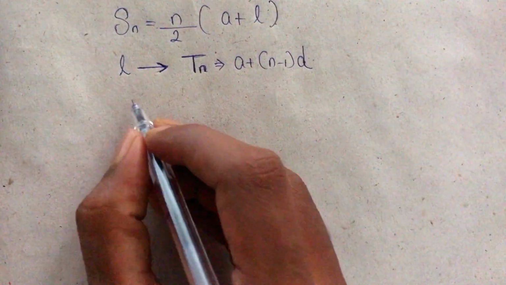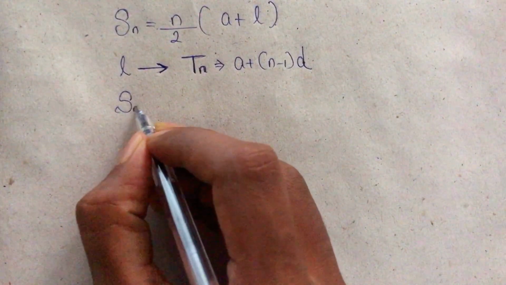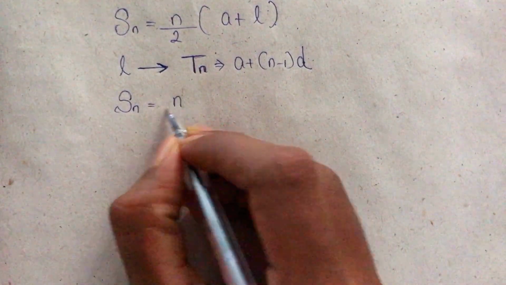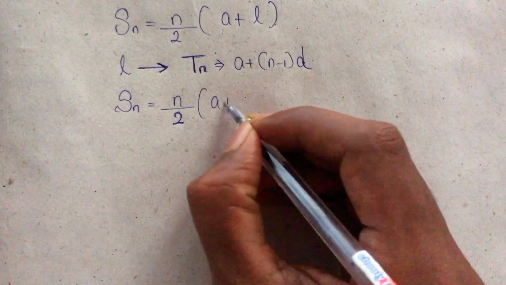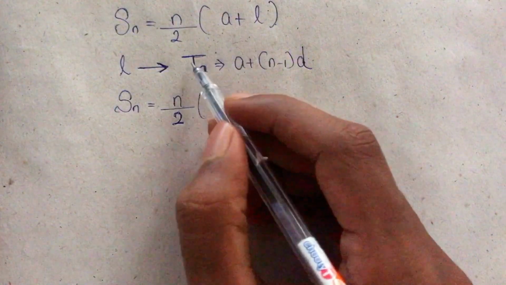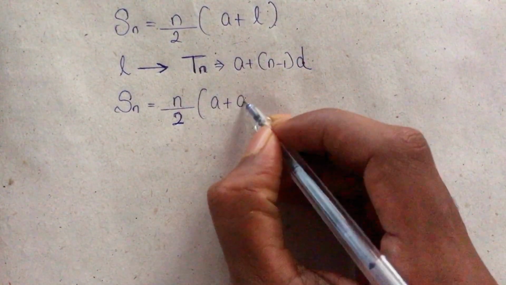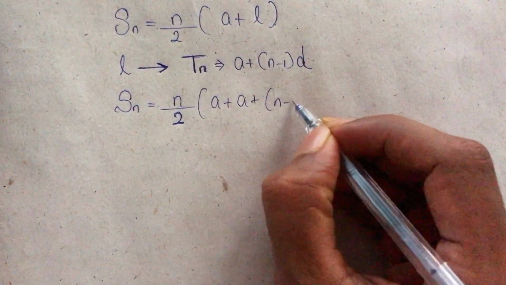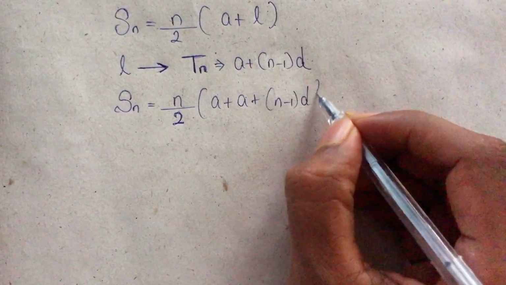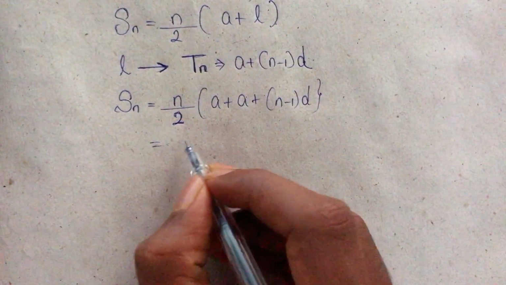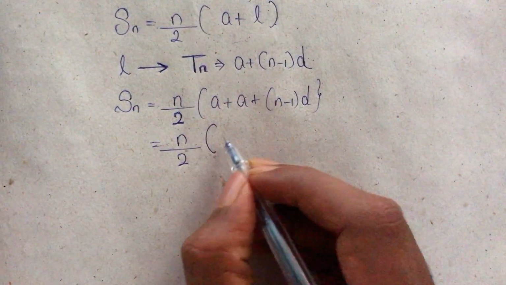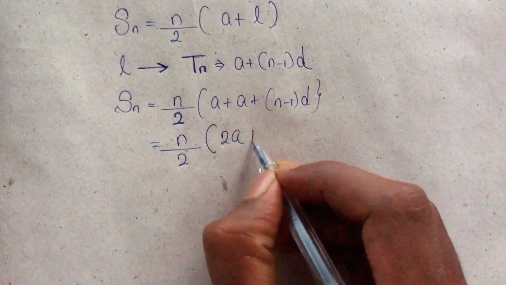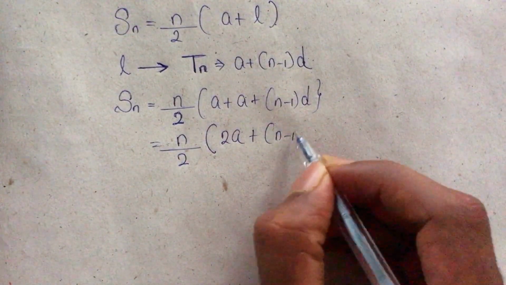Then considering the last term as the nth term, you can substitute Tn for the last term like this: a plus n minus 1 d. It's for the last term. Then you need to simplify this. This is 2a plus n minus 1 d.